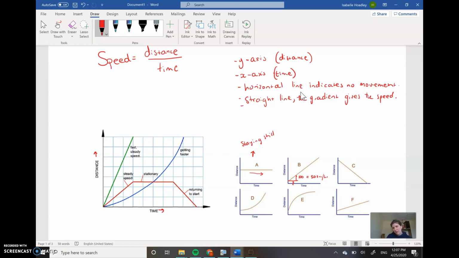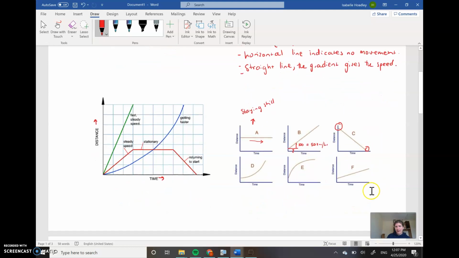In this graph here, our object is getting further and further away because that distance is increasing. But if we look at C, where we've got a negative gradient, that's telling us that our object is getting closer. It's going from something that's quite far away, quite a big distance, back down to 0, which is quite a small distance. So that's going back to somewhere from there.